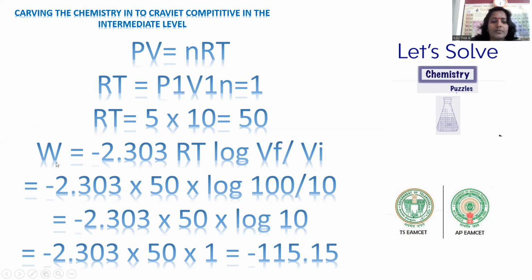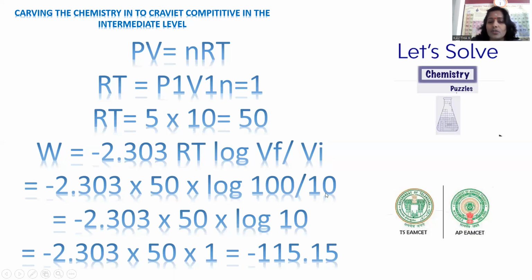After getting this, the formula for work done is equal to negative 2.303 RT log of volume final divided by volume initial. Let me repeat. Work done is equal to negative of 2.303 RT log volume final by volume initial, right? Let's substitute all the values over here. Negative 2.303, RT value just calculated as 50, log of final volume is 100, initial volume is 10.